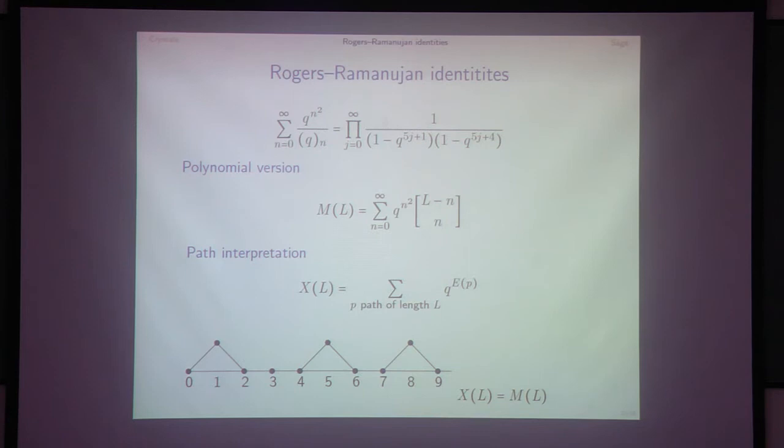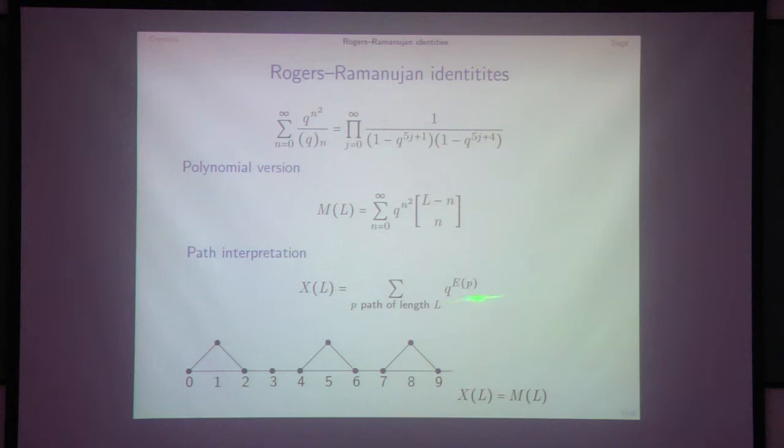But now once you have this path interpretation, we are kind of back to the crystals where we started our talk, okay? Because you have to do some more massaging, but you can interpret these as tensor products of crystals. And then this energy function you would get by actually affinizing your crystal and using this affine crystal operator.